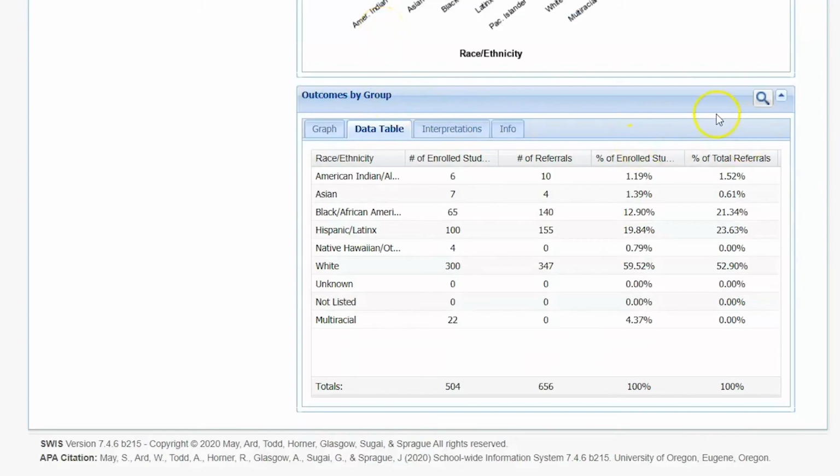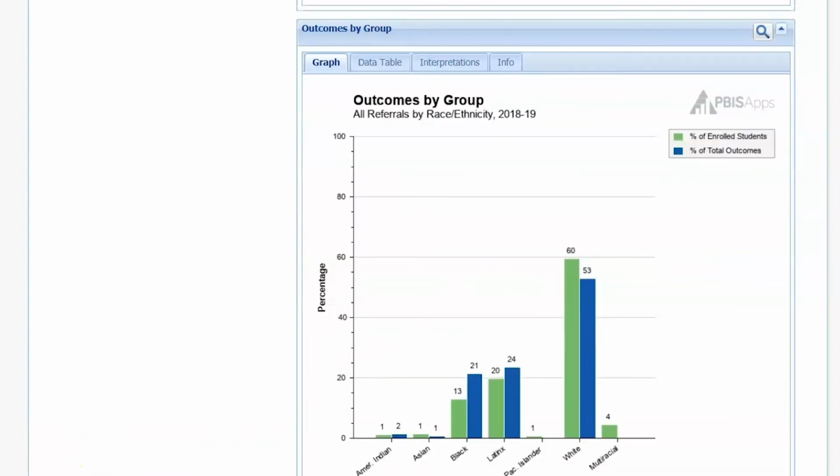When we look at the data table, we see students who identify as white account for 347 referrals of the 656 referrals written at the school. To calculate the percentage, we take the 347 referrals and divide it by 656, which is about 52.90%. Or we can say students who identify as white account for about 53% of all the referrals written at our demo school.